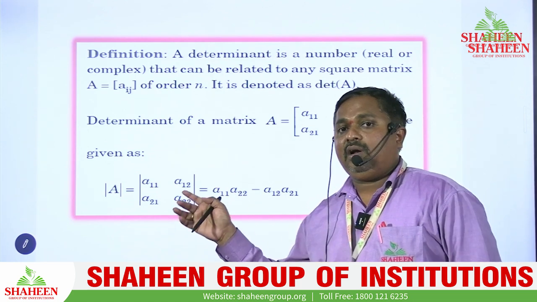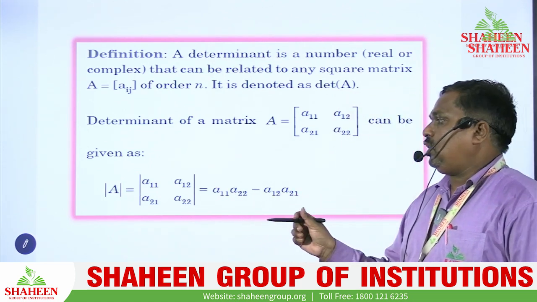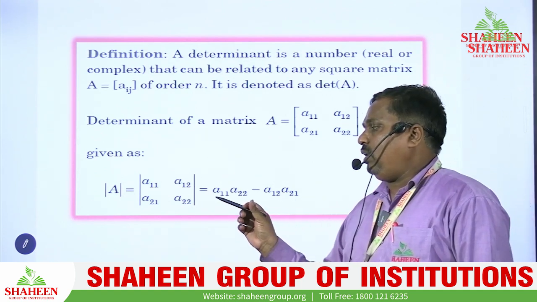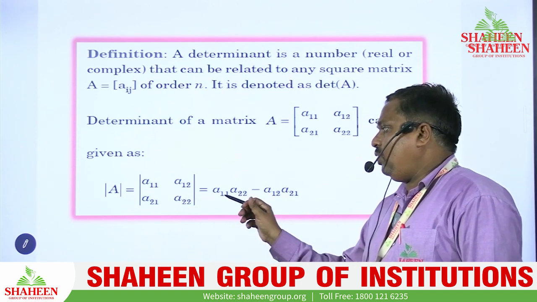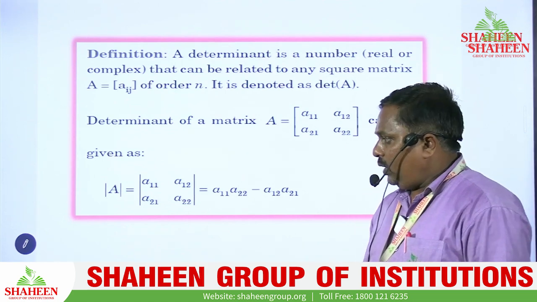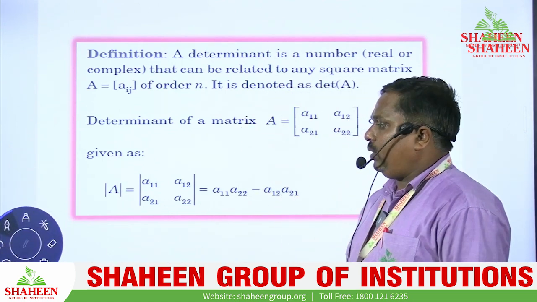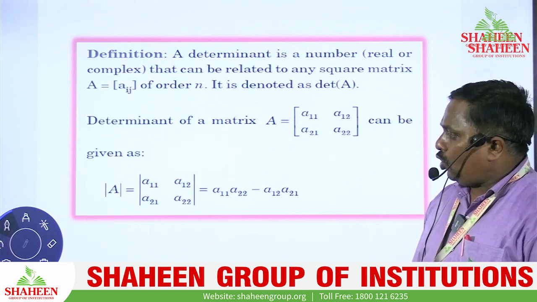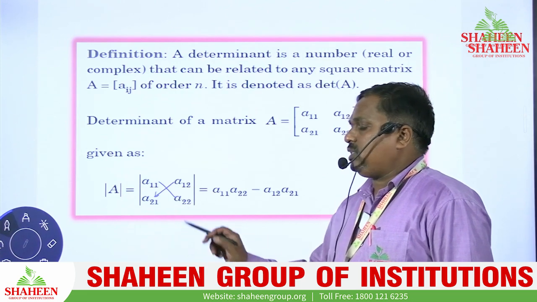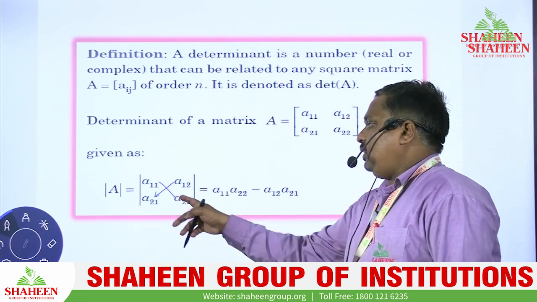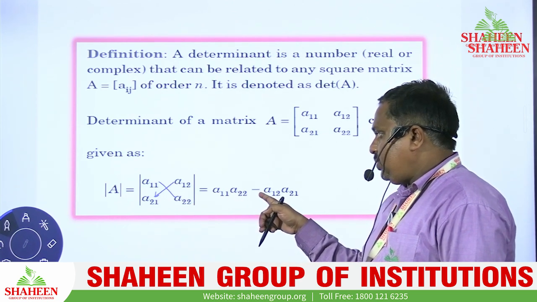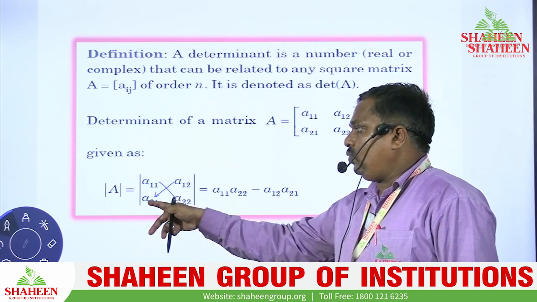And the determinant of this 2 into 2 matrix is the cross multiplication of this matrix. Diagonally we have to multiply: A11, A22 minus A12, A21. The one thing you remember in this determinant, when we are applying cross multiplication, from the first multiplication we have to subtract the second multiplication. The first multiplication is A11, A22. We are subtracting the second multiplication, that is A12, A21.